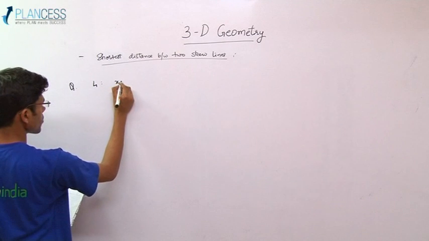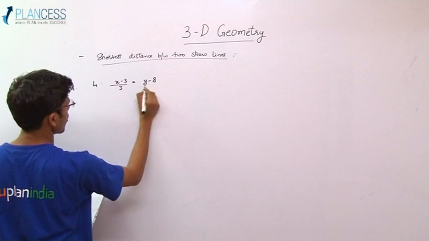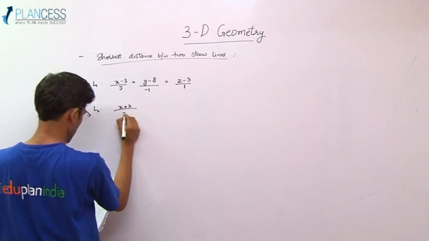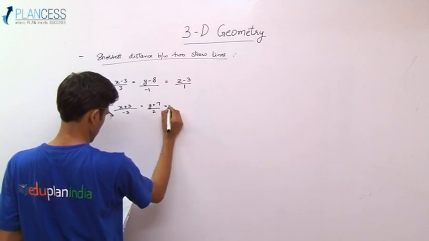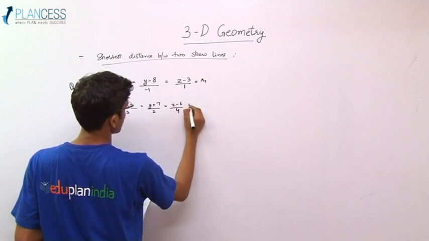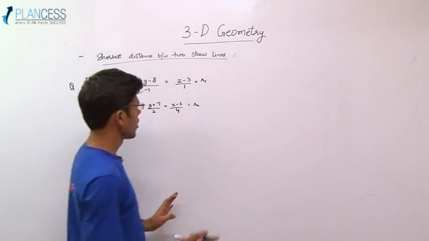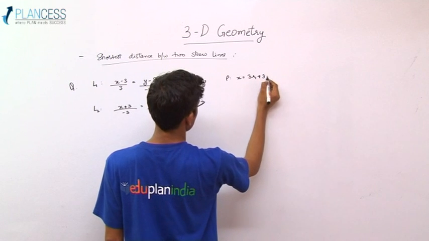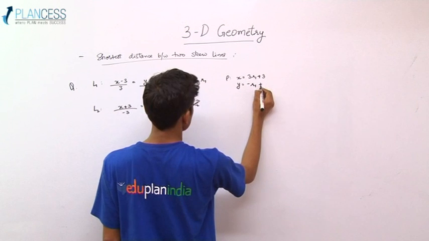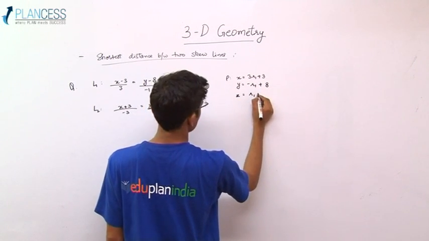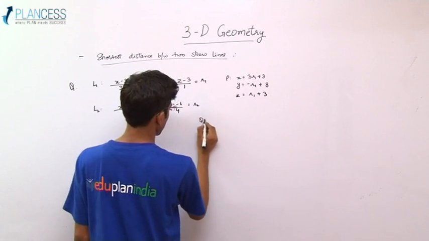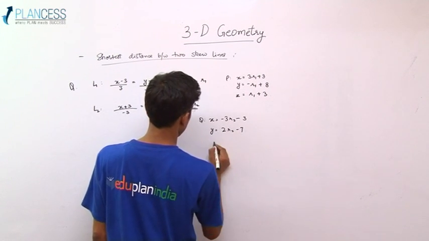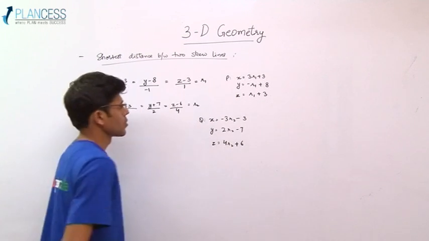Say we have a line L1 which is (x minus 3)/3, and a line L2 which is (x plus 3)/(minus 3), say R1, say R2. So I have to find the shortest distance between them. How do we go on? First of all, any point on this line can be written as, say some point P: x is 3R1 plus 3, y is minus R1 plus 8, and z is R1 plus 3. And any point on the other line can be written as x is minus 3R2 minus 3, y is 2R2 minus 7, and z is 4R2 plus 6. So these are the 2 points.